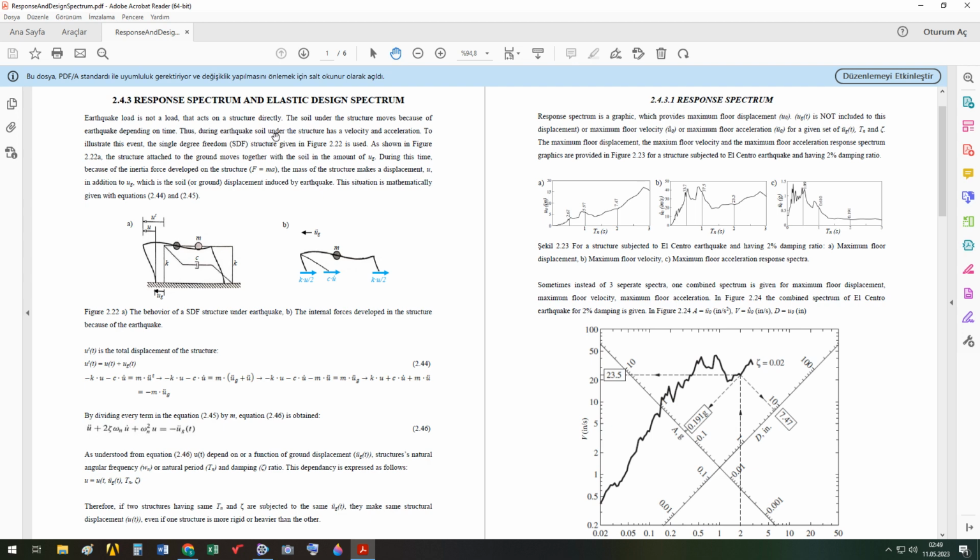Thus, during earthquake, soil under the structure has a velocity and acceleration. To illustrate this event, the single degree freedom structure given in this figure is used. Now you see here the structure has an internal damper and columns which provides elastic stiffness to the structure, and mass is lumped at the midpoint of the floor.